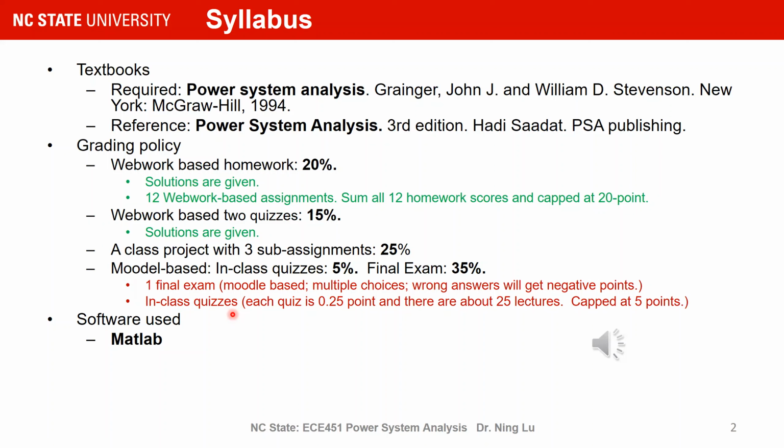Each quiz is 0.25 points. There will be about 25 quizzes. So when you add them up, if you hit 5 points, you are good because it's capped at 5 points. So the remaining quizzes, if you want to take them, you can take them. If you don't, that will be fine. For the software used in this class, it is MATLAB. We're going to use it extensively throughout the semester.